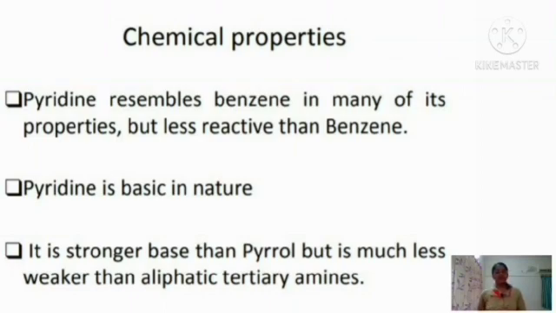But in the aliphatic tertiary amine, the nitrogen atom is bonded to an sp3 carbon. And when we look at pyridine, the sp2 carbon becomes more electronegative. That means it becomes more acidic in nature. But in aliphatic tertiary amine, nitrogen is bonded to sp3 carbon, which is less electronegative than that of the sp2. That is why pyridine is less basic when compared to the aliphatic tertiary amines.